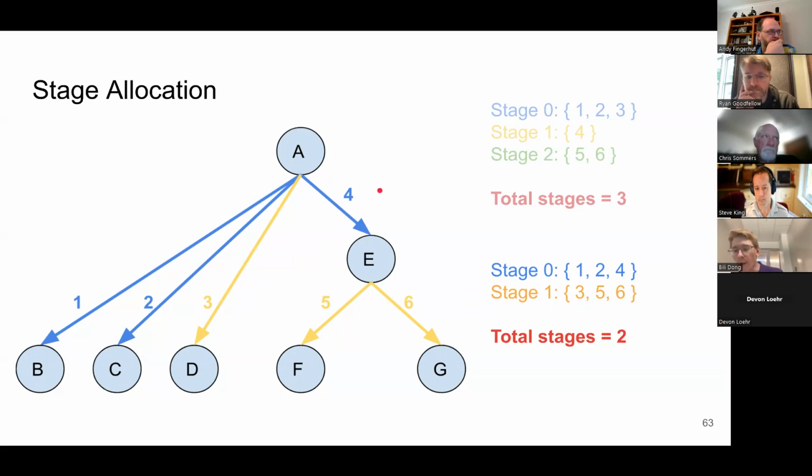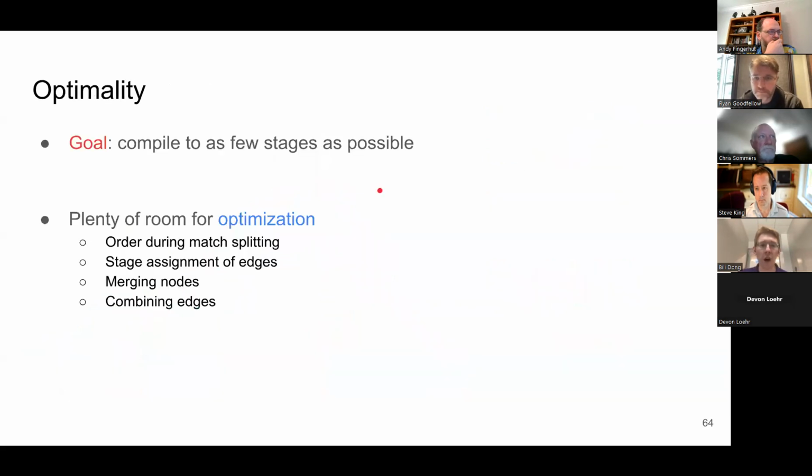So to sum up this part, I just want to briefly talk about optimality as a whole. I've been mentioning it a lot so far. Our compiler right now is not an optimizing compiler. Our goal is just to produce some CAIRN program that hopefully meets the stage constraint, but definitely meets all other constraints. So in other words, we're trying to compile to as few stages as possible. And there is plenty of room for optimization in our algorithms.